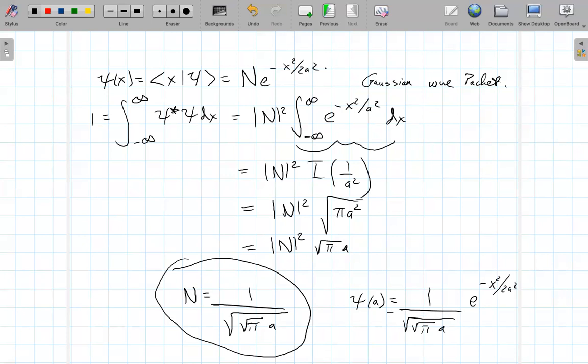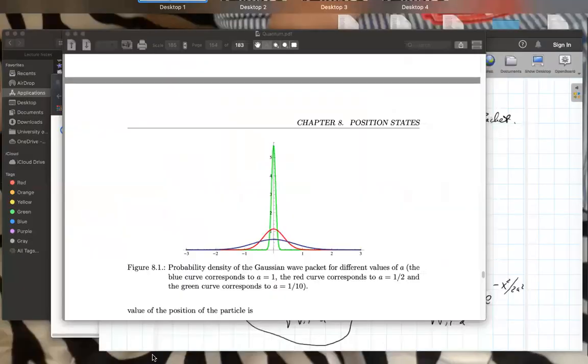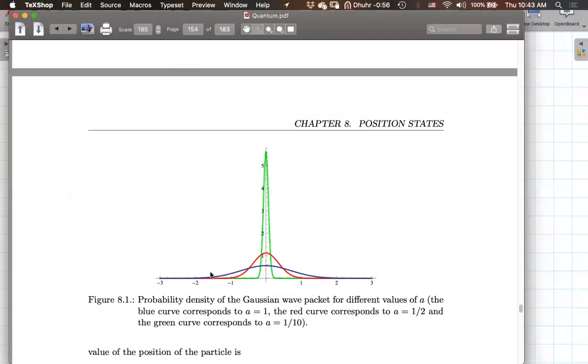Certain things to know about this: if I plotted my Gaussian wave packets versus position and played with a, let me show you what that looks like. It looks like this. This is our typical bell curve. The blue one is for a equal to 1. The red one is for a equal to 1/2. And the green one is for a equal to 1/10. What you can see from this plotting is that the smaller we make a, the narrower it becomes, and also the taller it becomes.